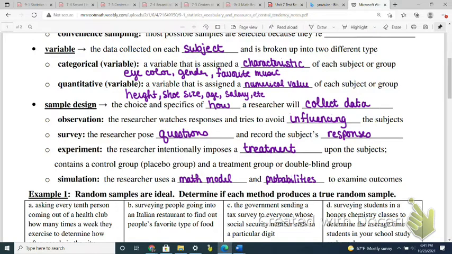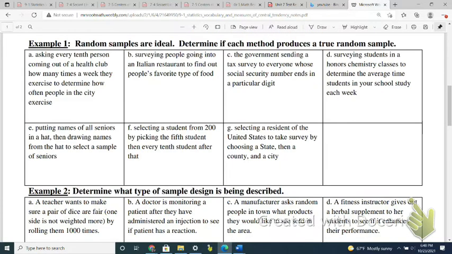So let's take a look at some examples. In example 1, we're going to see, are they random samples? Random samples are ideal. Remember, those are the best. Determine if each method produces a true random sample. A: asking every 10th person coming out of a health club how many times a week they exercise to determine how often people in the city exercise.